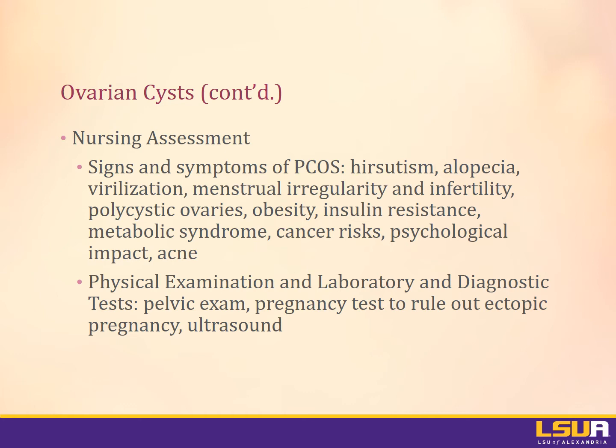What are the signs and symptoms? PCOS: hirsutism, alopecia, virilization, menstrual irregularity, oftentimes infertile. Her ovaries will have cysts all over them. Sometimes she will be obese because of insulin resistance, a metabolic syndrome, which all of these things increase her risk for cancer. And you can understand why there is a psychological impact, because sometimes she even has acne. So, pelvic exam, pregnancy test to rule out ectopic. We'll do ultrasounds. We've got to determine the cause.